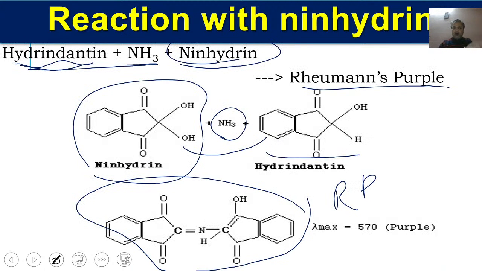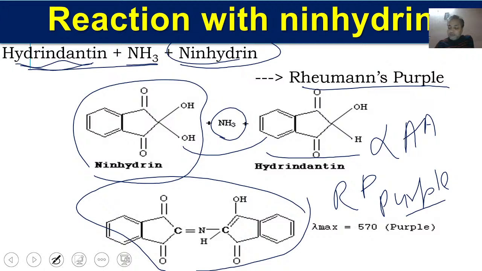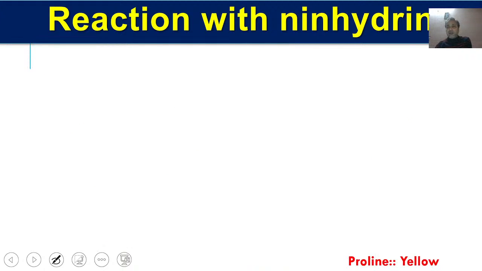So this is for all the amino acids. I have told you this is a test for alpha amino acids, but among our amino acids we have one amino acid, that is proline. So all the compounds normally give you purple color, but proline gives you yellow color. So remember, that is the difference. Proline gives you yellow color, while all the remaining amino acids normally give you purple color.